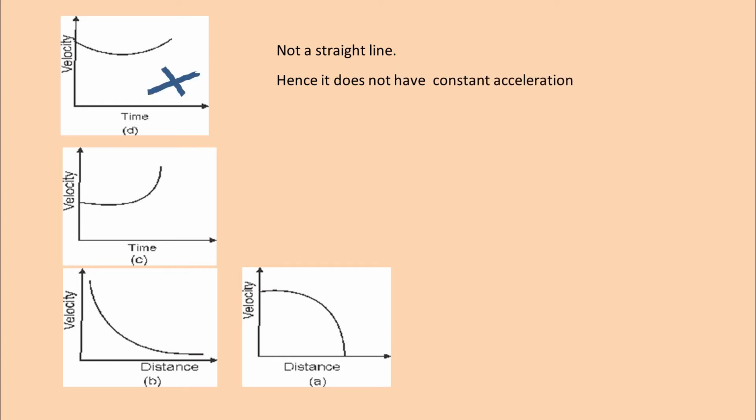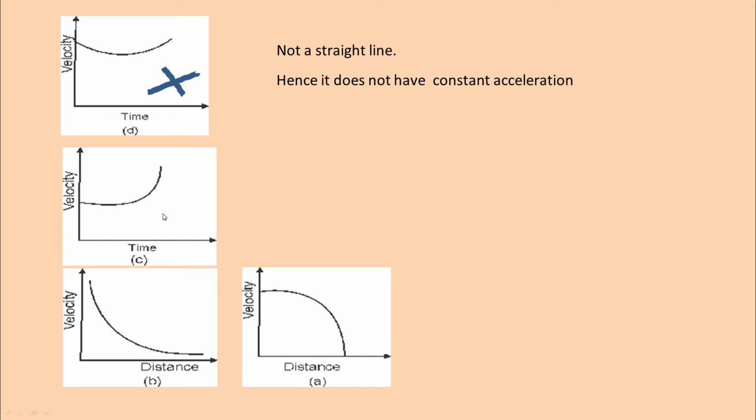Now see, this is option D, which is a graph between velocity versus time, and acceleration should be constant. Though negative, it should be constant. Constant acceleration means the slope should be constant, but here the slope is variable. The slope is not constant for this curve. Only for a straight line is the slope constant. Therefore this graph cannot be the correct answer. So option D is not correct.